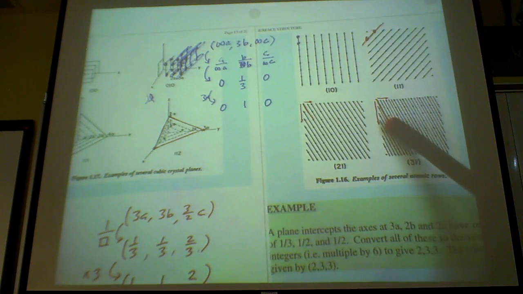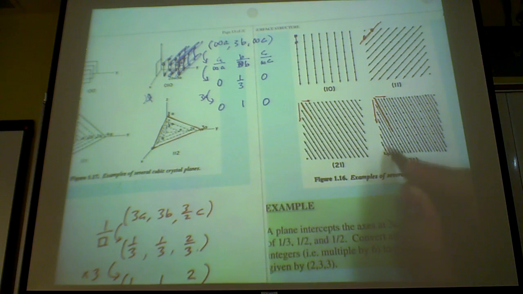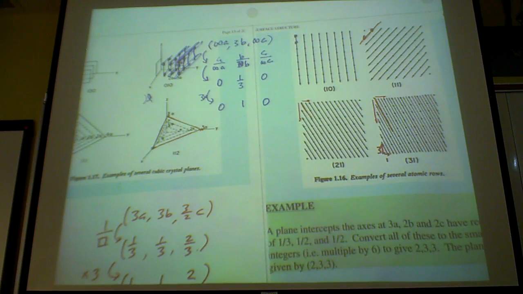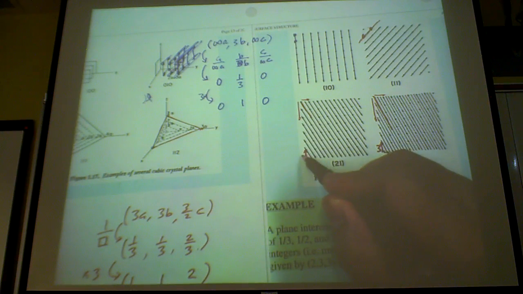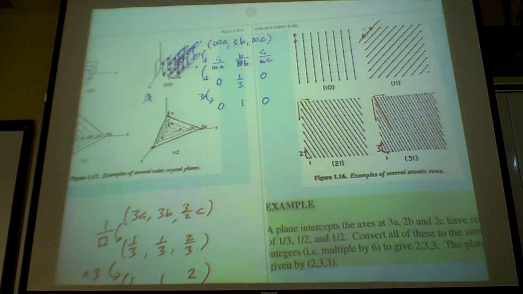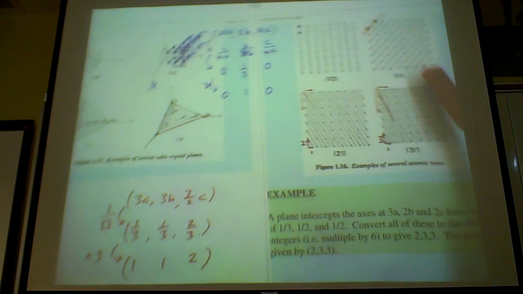This is the 3, 1 plane, all parallel, because there is 1 unit here and 3 units in this direction. 1, 2, 3, right? So this is my 3, 1 plane, and this is the 2, 1 plane. So this is kind of my 2, 2, 1 plane, like this. They're all parallel.